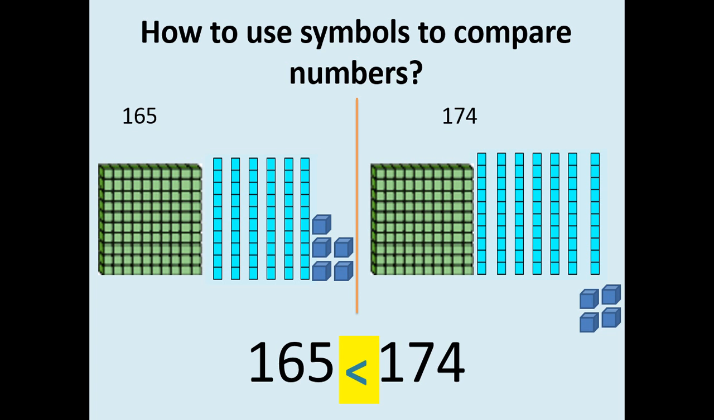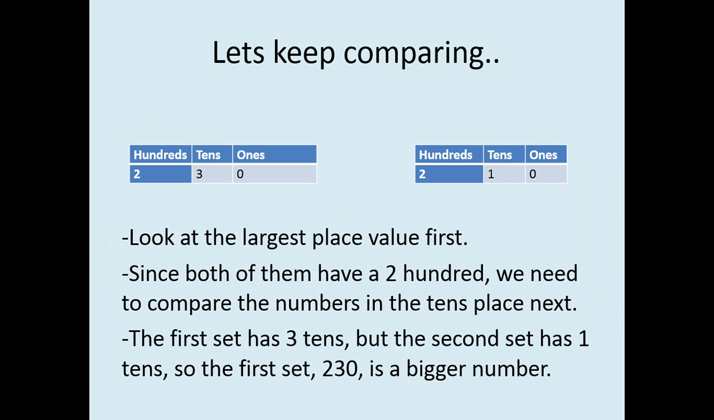Let's take a look at another example using 3 digits, 230 and 210. Look at the largest place value first. Both of them have a 200. I'll take a look at the next place value, that'll be the tens. I have on the first set of numbers 3 tens, but on the second I have 1 ten. So the first set, 230, is the biggest number.